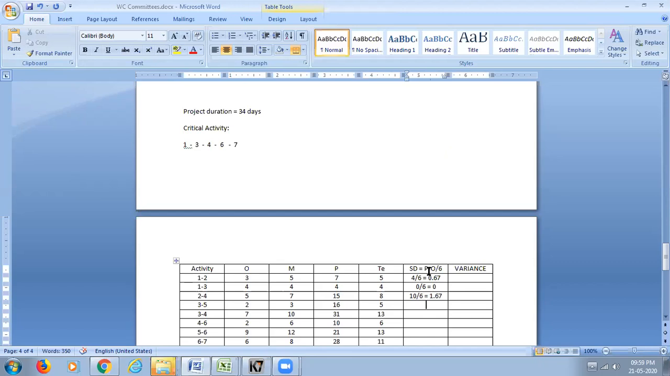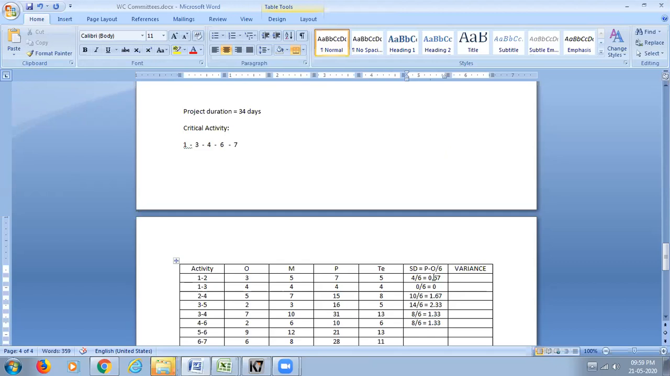Then 16 minus 2 is 14 by 6 is 7 by 3, which is 2.33. Then 10 minus 2 is 8 by 6. 8 by 6 is 4 by 3, which is 1.33. Then 10 minus 2 is 8 by 6, which is again 4 by 3, which is 1.3.